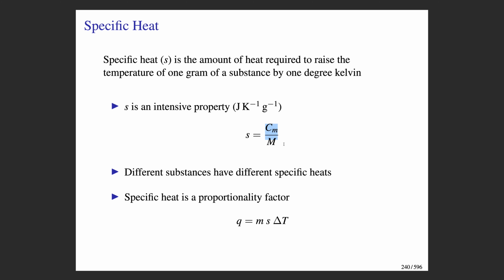Just as different substances have different molar heat capacities, they also have different specific heats. The specific heat here is the proportionality factor in this equation, where in order to calculate the amount of heat required to create a certain change in temperature, you need to multiply by the mass of your sample times the specific heat of the sample. And this is the equation that we are going to be using in the upcoming calculations. Okay, so this is the one that you want to commit to memory.